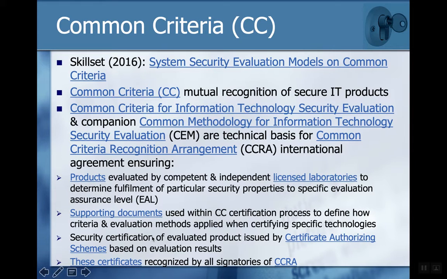So as we say here, security certification of an evaluated product is issued by the certificate authorizing scheme. If something is certified, obviously it meets a fairly high standard, and can be demonstrated and repeatedly demonstrated. So this is a pretty big thing. Not everything is applied against the common criteria security standard, but when it is applied, it can be used as a validation or a measurement of the security quality of a particular platform.